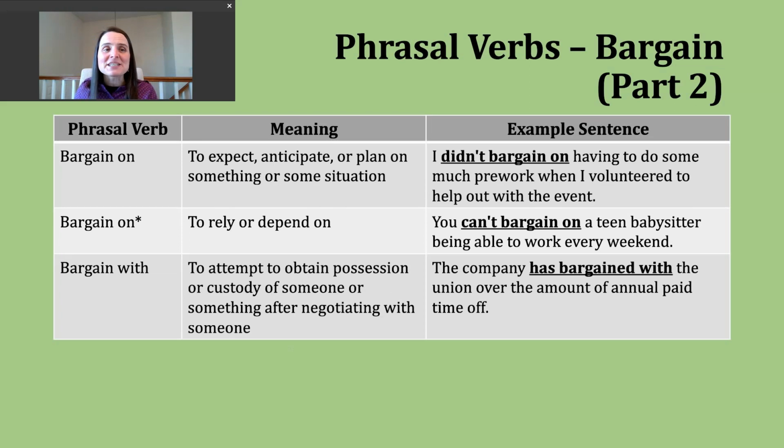The next phrasal verb we'll discuss is to bargain on. This can also have a couple different meanings, and one will be that idea of expecting or anticipating or planning on something or some situation. An example of this: I didn't bargain on having to do so much pre-work when I volunteered to help out with the event.